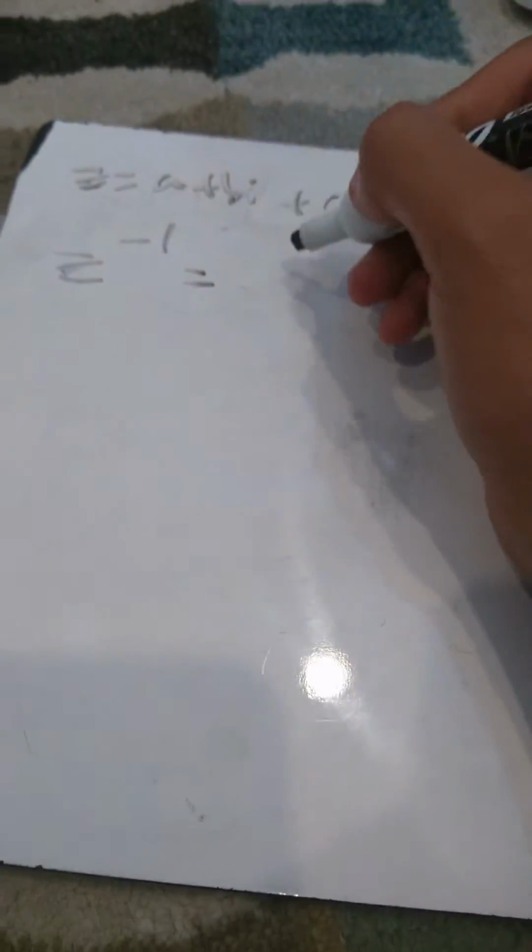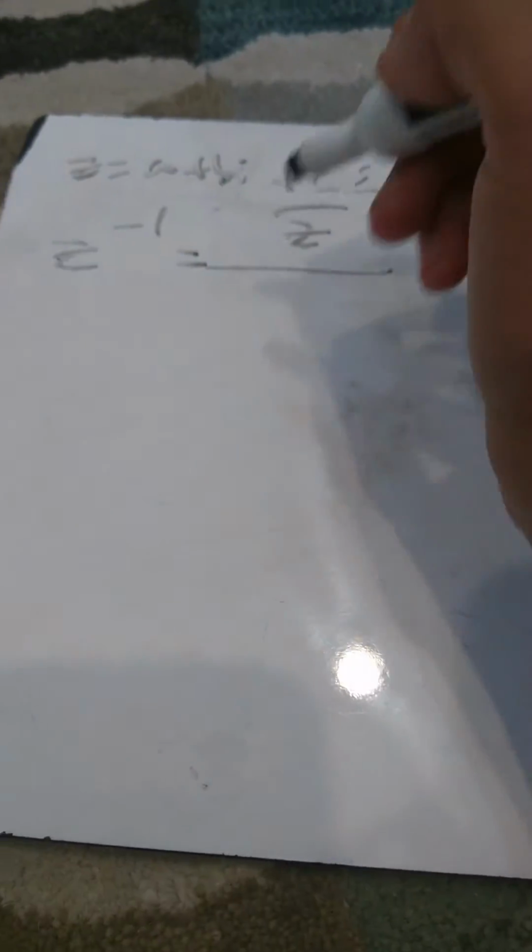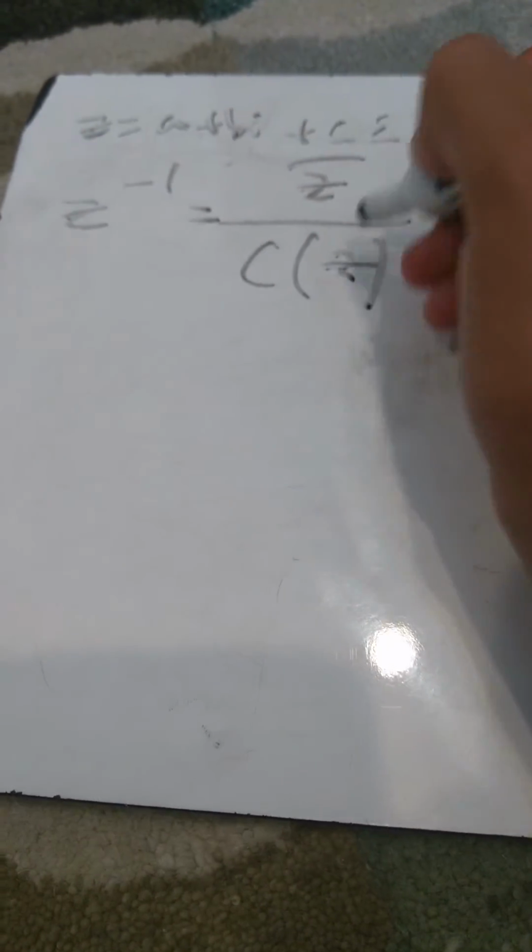Another way to classify them is the inverse. The inverse is another cool property. So z to the negative 1 equals the conjugate of z over the character of z. Just going down the list. What else is cool?